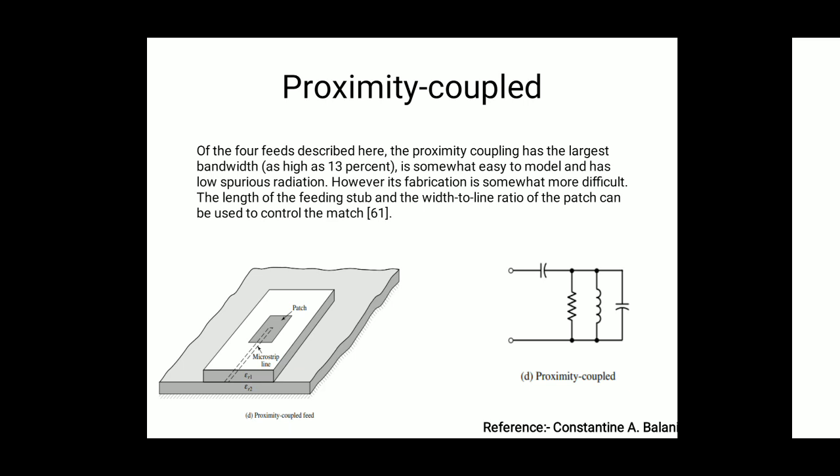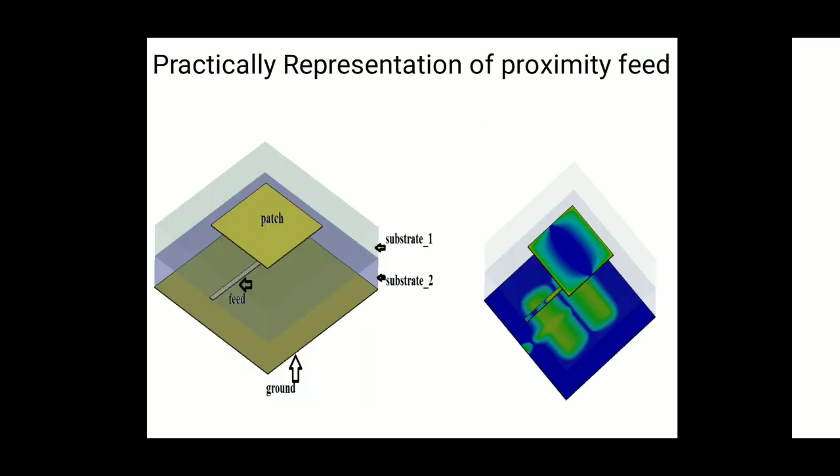But proximity coupling has the largest bandwidth, around 30%, and is easy to model and has low spurious radiations. Its fabrication is somewhat more difficult. The length of the feed stub and the width to line ratio of the patch can be used to control the match. Okay, these are the equivalent circuits of the proximity coupling. Practical representation of the proximity feed line.